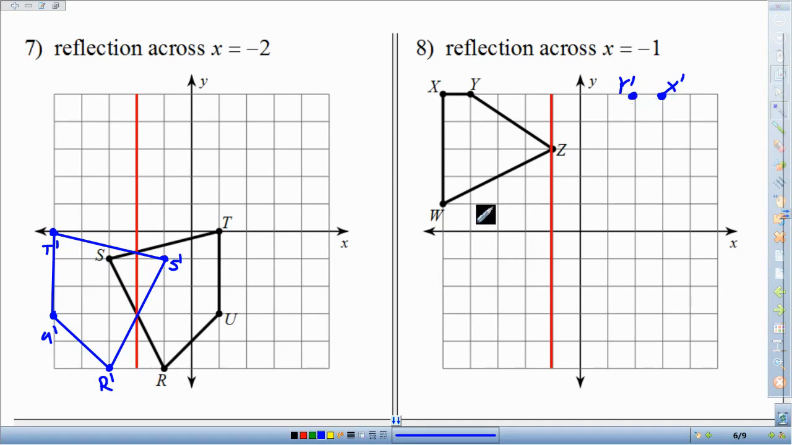Okay, W is 4 to the left, reflected 4 to the right. Okay, and just like before, Z is falling on top of the reflection line, so it reflects right back onto itself. There's Z prime. Okay, so as always, should see a nice reflection. You know, the actual polygon, it should not look stretched or any different shape. It should look like a perfect reflection.